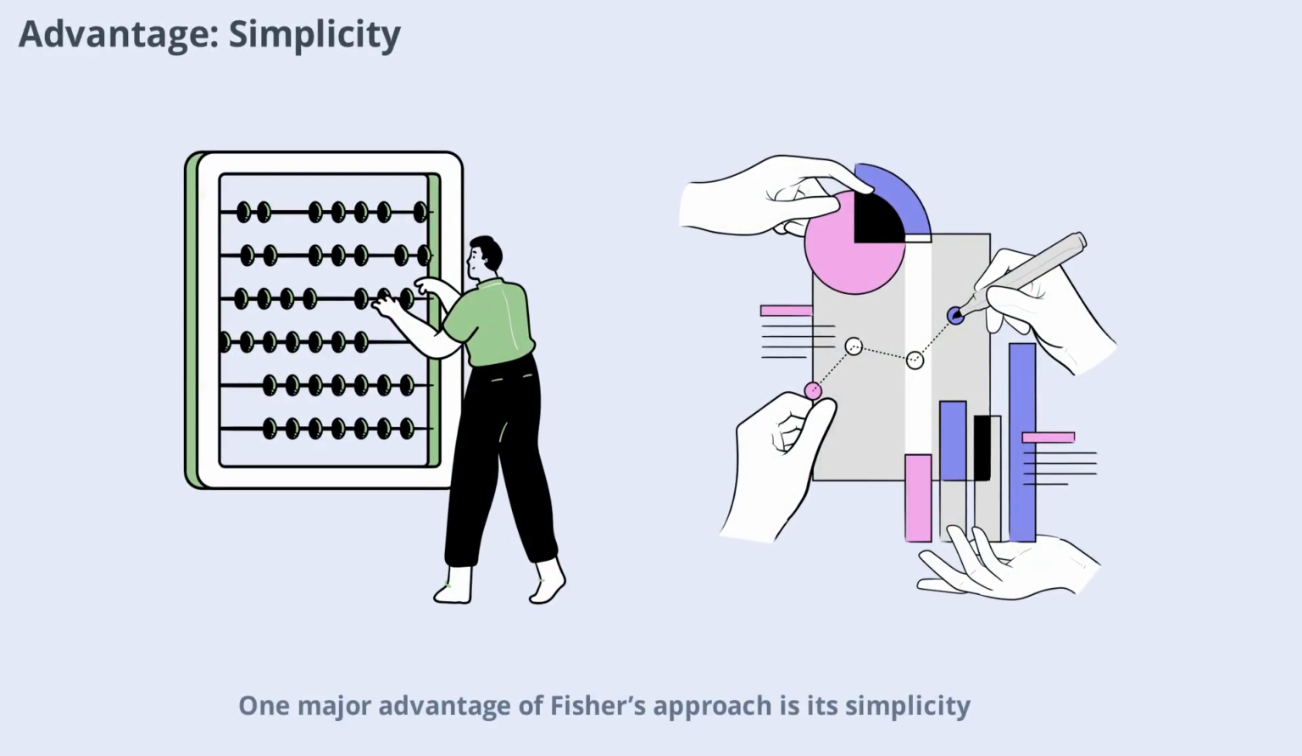One major advantage of Fisher's approach is its simplicity. The equation is easy to understand and apply, making it accessible to students and policymakers alike. Its straightforward logic helps clarify the relationship between money and prices without unnecessary complexity.